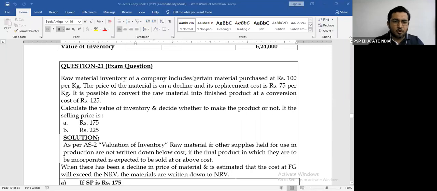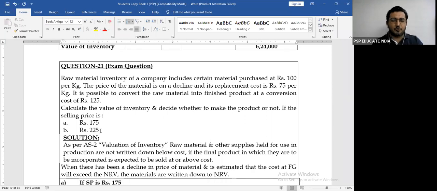Pay attention. It says the raw material inventory of a company includes certain material which is purchased at 100 rupees per kg. The price of the material is on decline and its replacement cost is 75 per kg. It is possible to convert the raw material into a finished product at a conversion cost of 125. Calculate the value of inventory and decide whether we should make this product or not. If the selling price is rupees 175, and if the selling price is rupees 225. So they have asked you two situations.